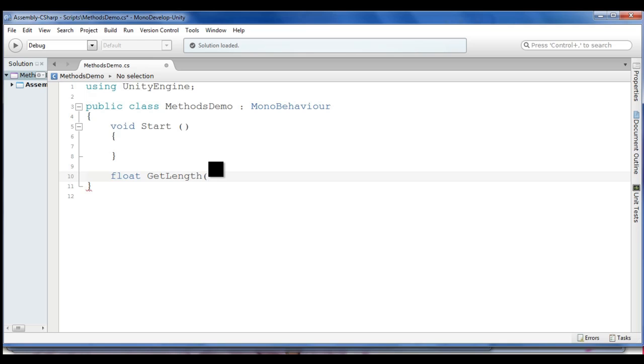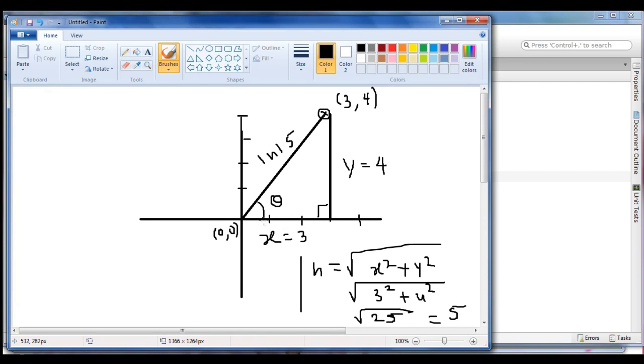I can write in many ways. I can directly pass x and y. Here I can pass just x and y, but I want to get the x distance. I want to find out myself. How do you find out?